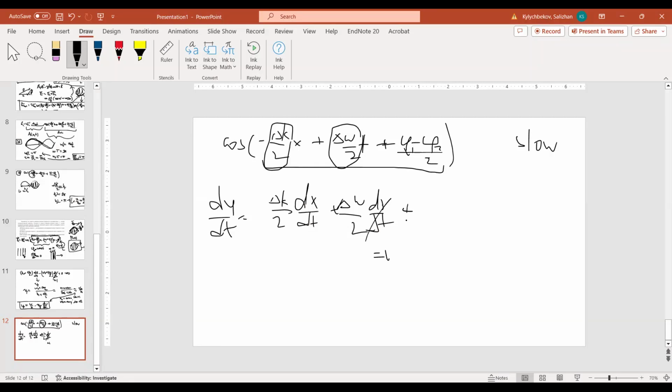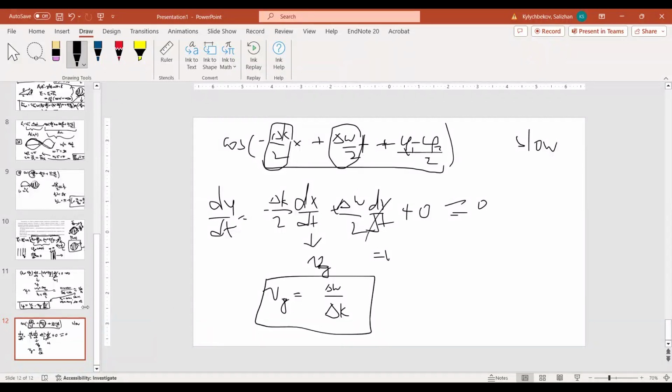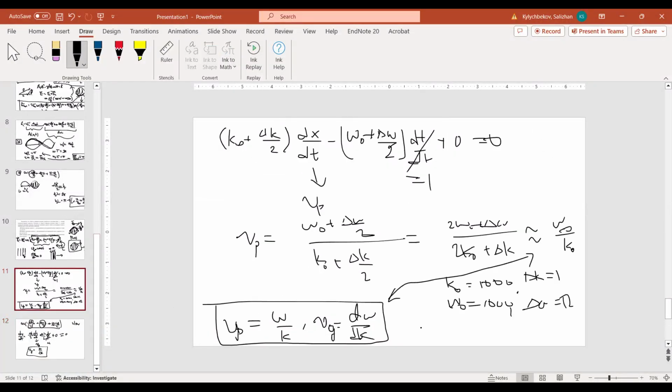1 plus 0 for the phase is equal to 0. And the velocity group, as I mentioned, which one is negative doesn't matter because it goes to the other side and it becomes positive. So it's basically delta omega over delta k. Makes sense, knowing that we were expecting group to be like this. It makes sense, right?